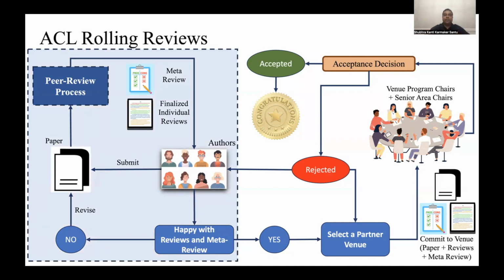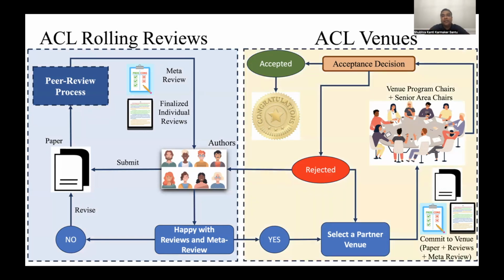So as you can see from this picture, the left part is basically the ACL rolling review service. That is what ARR is going to provide. And the right part is the job of the venue, where once the reviewing process is completed and the paper is committed to that venue, then the venue chairs will decide on the acceptance decision.